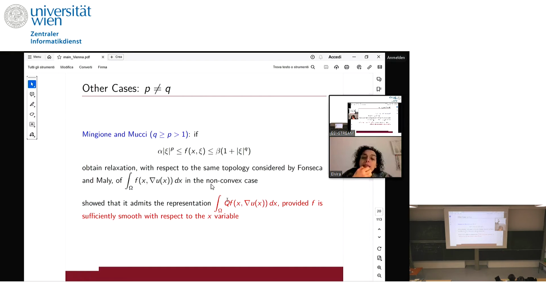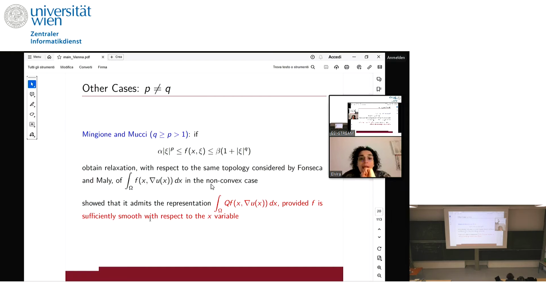And in fact, they have proven that there is just a bulk measure under a suitable continuity assumption in the X variable on the original density F. So considering the same problem as Fonseca-Mali, but having PQ growth, moving in a regular way from the P growth to the Q growth, then the relaxed functional is just the quasi-convex envelope of F, while if this is not the case, actually the model obtained in the convex case by Acerbi, Buttazzo, and Fonseca is sharp. Essentially, there is the appearance of a singular measure.